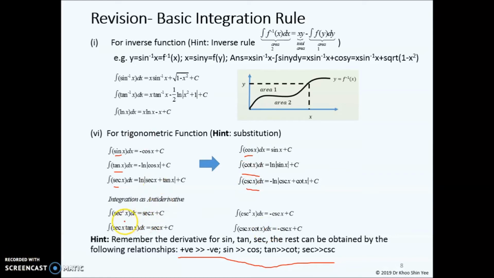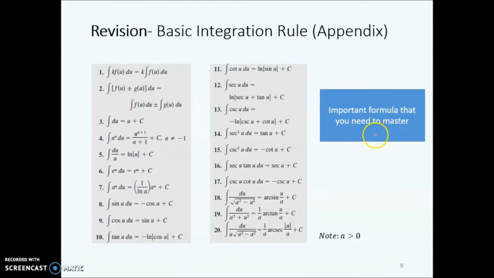So besides that, we can also integrate the secant square, okay, where previously we differentiate tangent, you get secant square. So integrate should be the antiderivative. So you should get this answer. Secant tangent, you can directly get the answer as well. There is a typo here, so this should be tangent, and then this should be negative cotangent. So these are the important formulas that you must master, and this is always provided in the appendix.